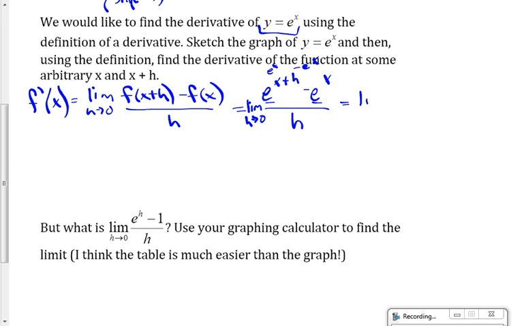So I'm going to write this as the limit as h approaches 0 of e to the x times the quantity. This factoring gets a little bit weird, but if I divide e to the x plus h by e to the x, I'm left with e to the h. And if I divide e to the x by e to the x, I'm left with 1. Okay?